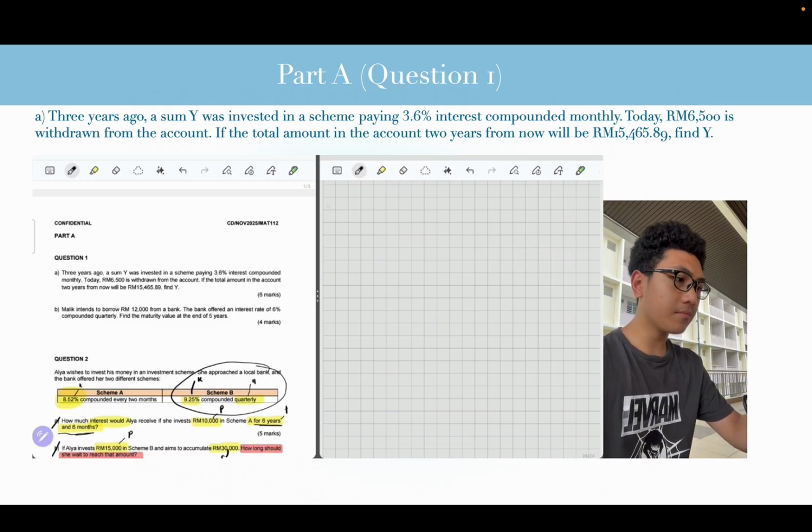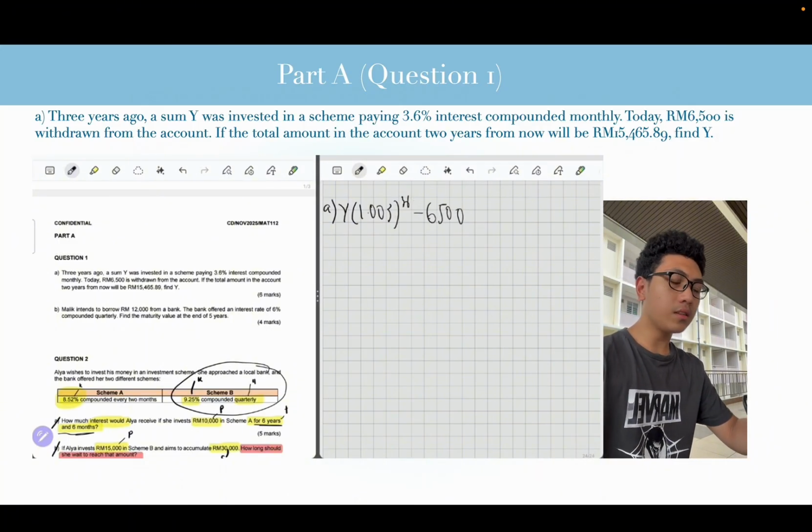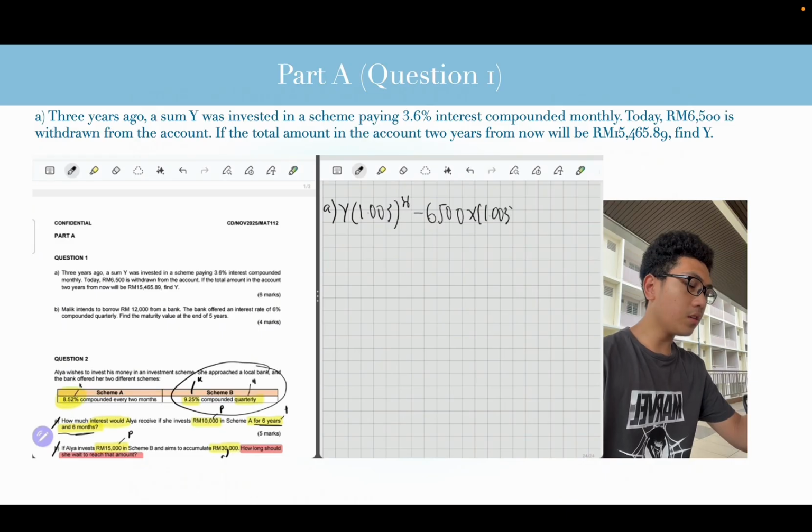For the first 3 years, this is the equation: Y times 1.003 to the power of 36 minus 6,500. You must use the compound interest formula, Y times 1.003 to the power 36, and you must immediately subtract 6,500 because the question said 6,500 was withdrawn. For the last 2 years, this is the equation, which is 1.003 to the power of 24.